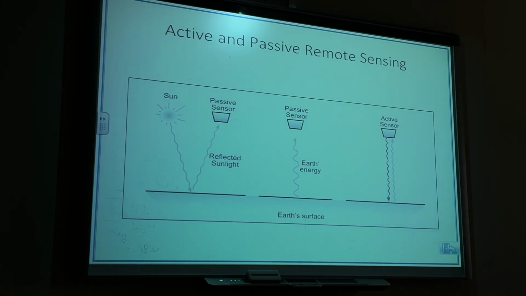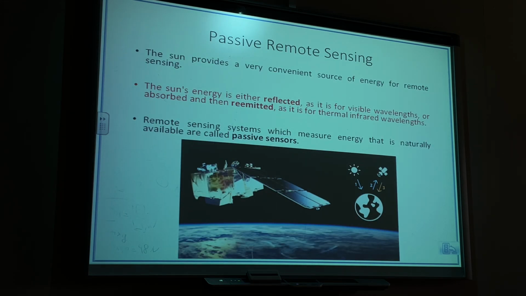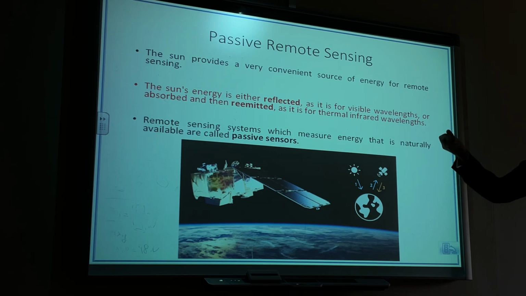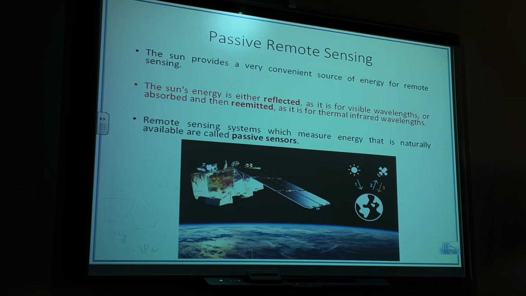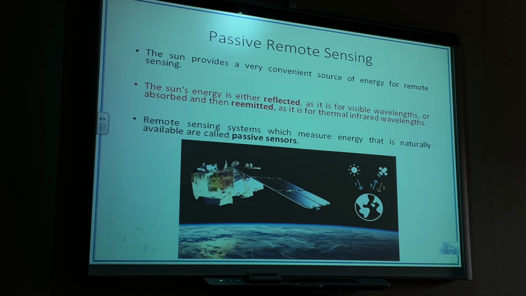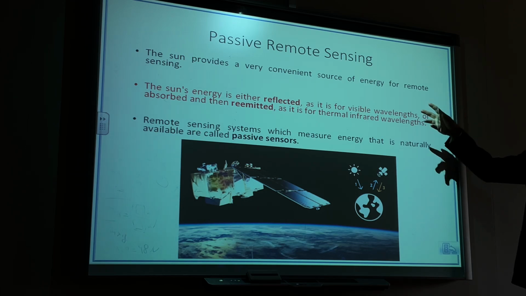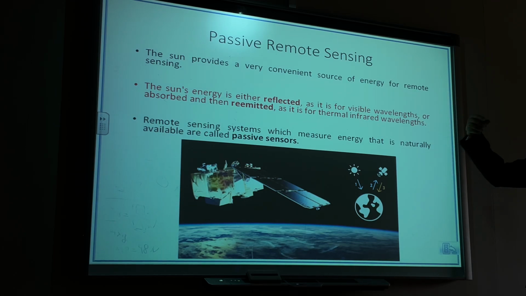So again, the same diagram explained slightly in a different way, just for your understanding. Okay. So in passive remote sensing, the sun provides a very convenient source of energy for remote sensing. The sun's energy is either reflected, as it is for the visible wavelength, or sometimes it is absorbed and re-emitted, as in the case for the far infrared or the thermal infrared wavelength, which is emitted from the surface of the earth. And you have sensors which can record these reflected or emitted electromagnetic radiations, and then you can see them on the image.